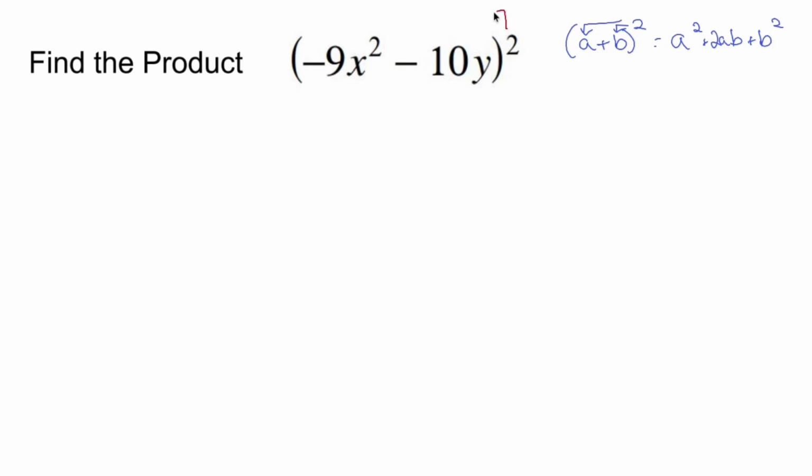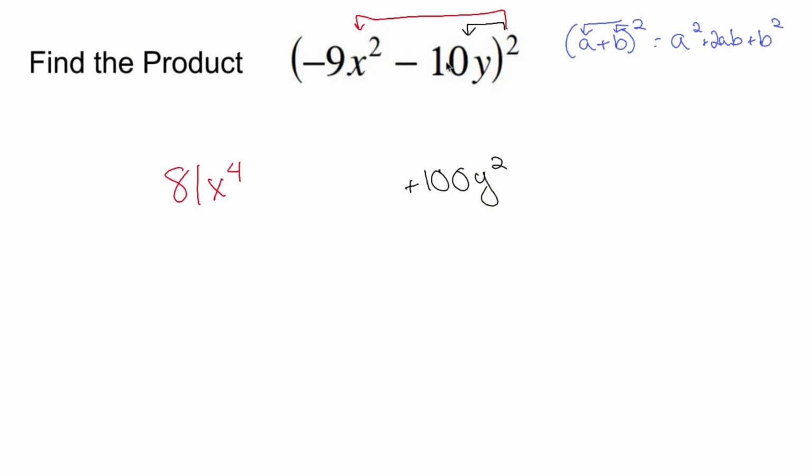Let's square the first term. Squaring negative 9x squared means negative 9 times negative 9, which is 81, and squaring x squared means x squared times x squared, which is x to the fourth. Squaring the last term is going to be negative 10 times negative 10, which is positive 100, and y times y, which is y squared.